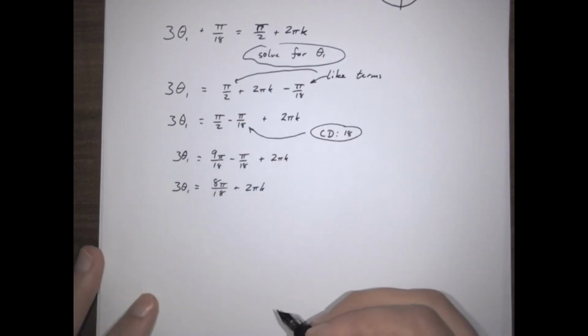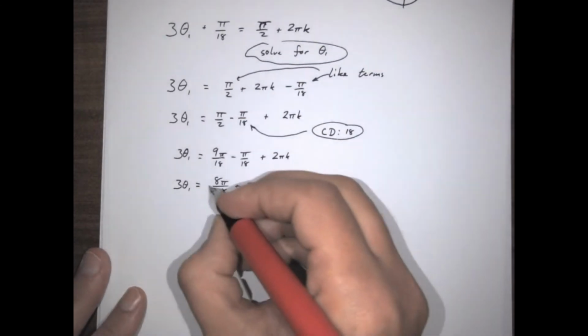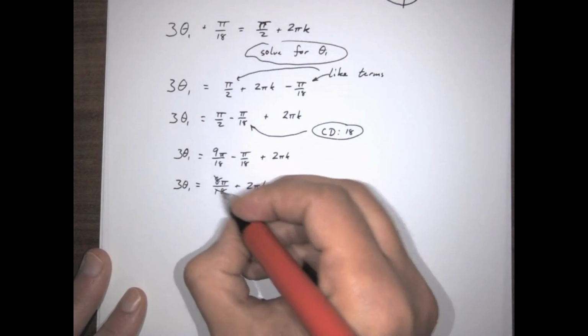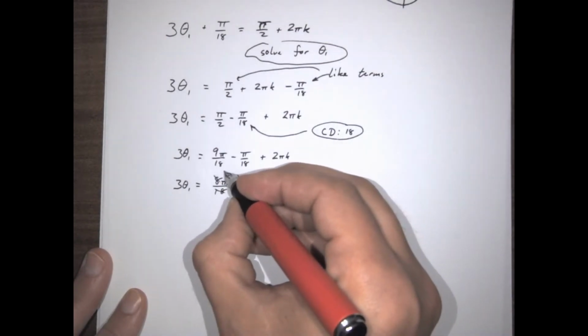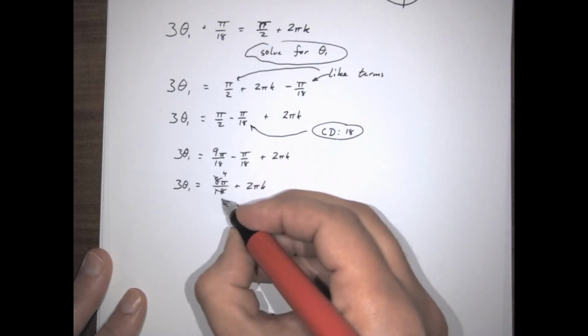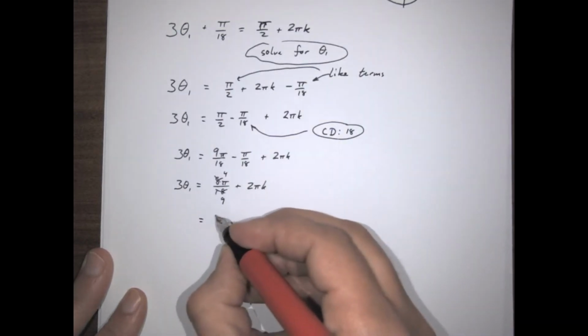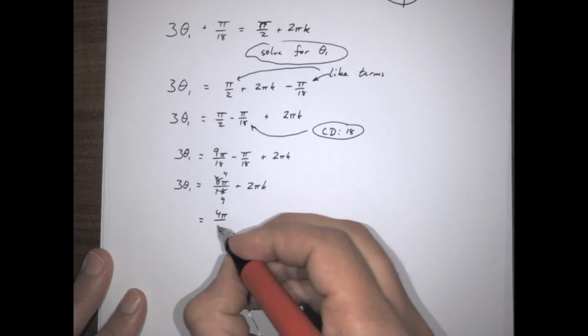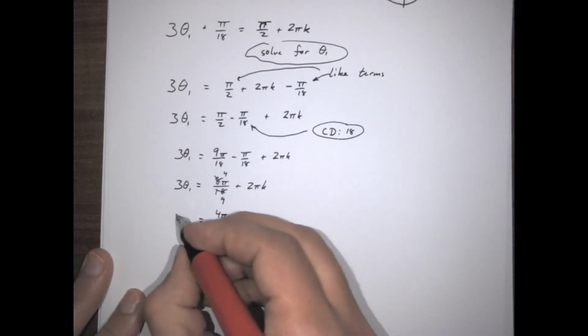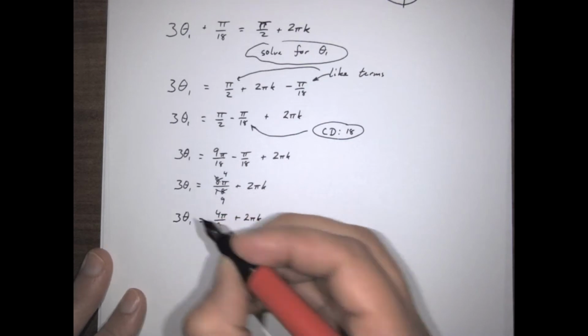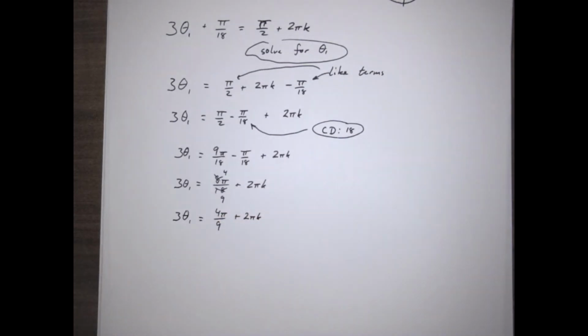And here, wherever it's convenient to do some reduction of fractions, we might as well. So we can divide them each by 2. That would be a factor that they share. So we have 4 and a 9. So we have 4 pi over 9 plus 2 pi k. And that's still equal to just 3 theta 1. So that was just us dealing with the constant term.